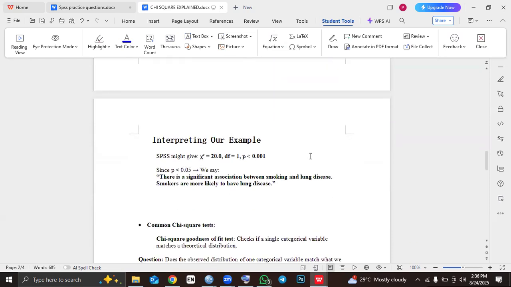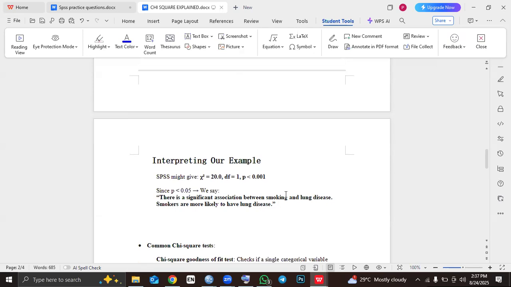In our example, the chi-square value was 20, right? So our degree of freedom, let's say, is 1, and our p-value is less than what? 0.01. And hence, we say that because the p-value is less than 0.05, there is a significant association between smoking and lung disease. And hence, smokers are more likely to have lung disease.